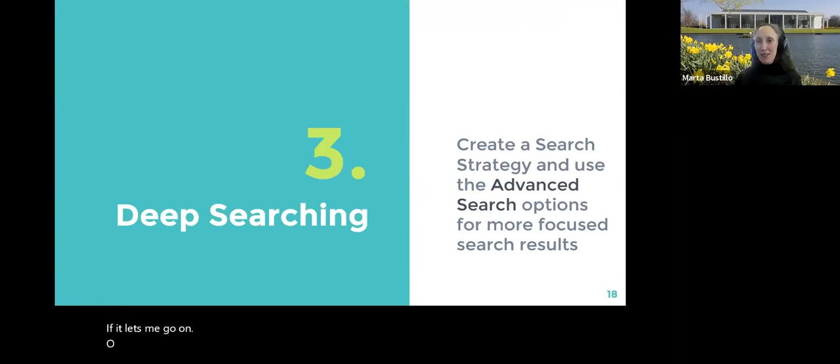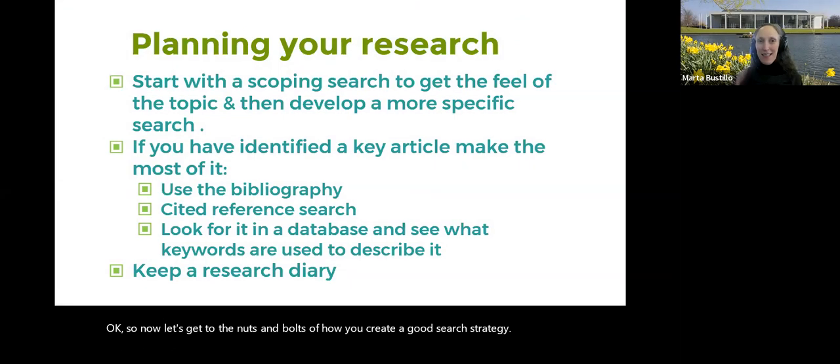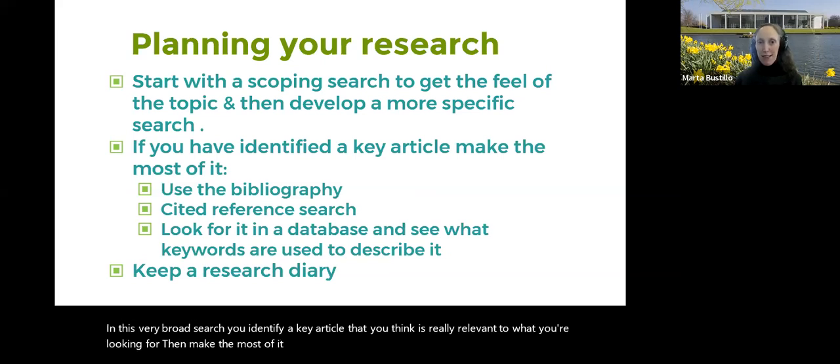Okay, so now let's get to the nuts and bolts of how you create a good search strategy. The first thing is, think about your research and start with a very broad scoping search, even just using the library's one search, to get the feel of the topic. If in this very broad search you identify a key article that you think is really relevant to what you're looking for, then make the most of it. Open the article, look at the bibliography, see if you can do a cited reference search. Depending on which database you're using, you might be able to click on the citations and then see the titles of those articles or even access them.